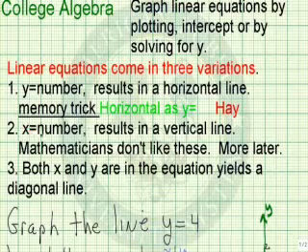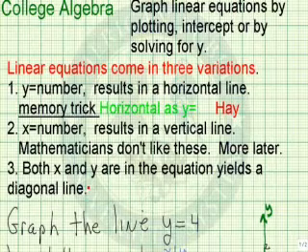We also have x equals a number with no y. This results in a vertical line. Mathematicians don't really like these, and later we'll talk about y. Both x and y are in the equation. This is the third variation, and this is going to yield a diagonal line. Most equations will be of the diagonal line variety.